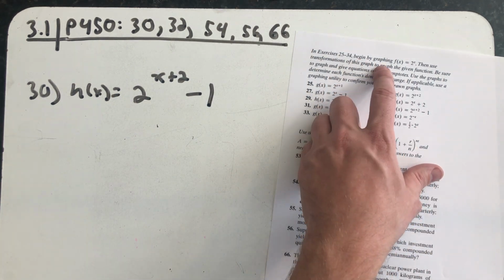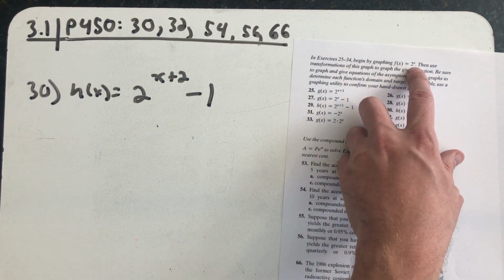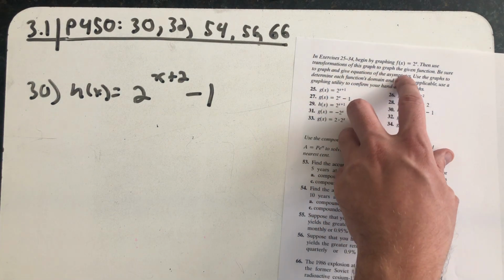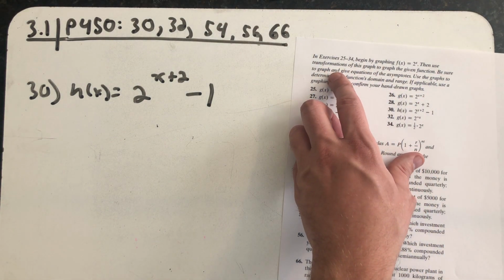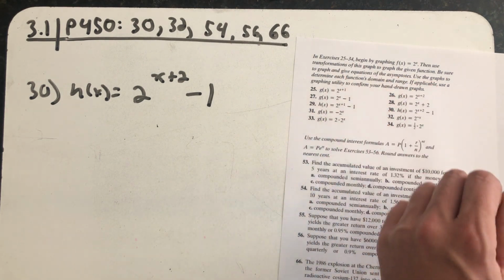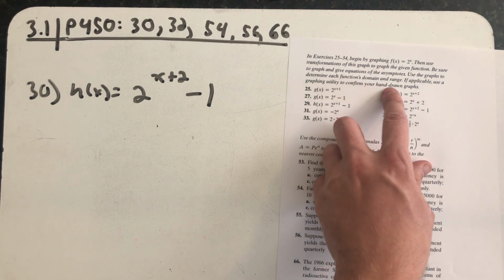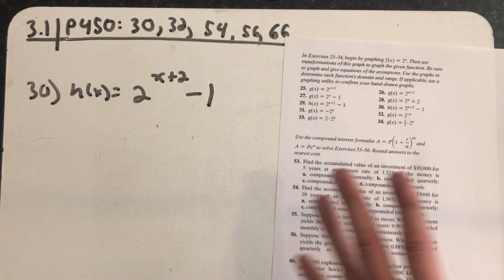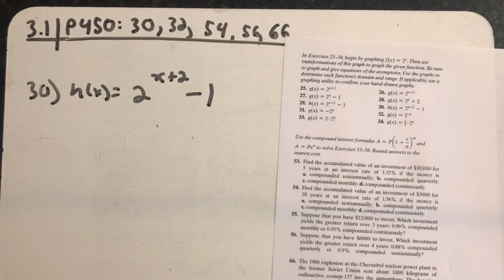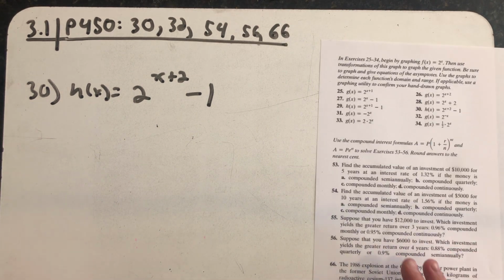We're told to begin by graphing f of x equals 2 to the x, then use transformations of this graph to graph the given function. Be sure to graph and give equations of the asymptotes. Use the graphs to determine each function's domain and range. If applicable, use a graphing utility to confirm your hand-drawn graphs. I'm not going to do that last part. I'm not going to bring my calculator into it. I'm just going to graph what I've been asked to graph.